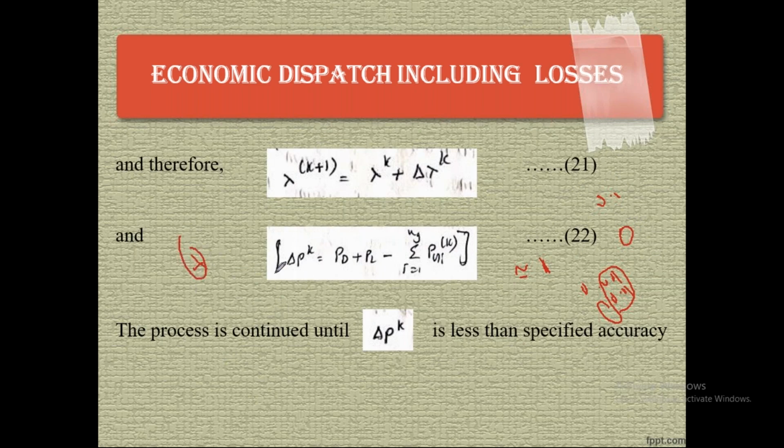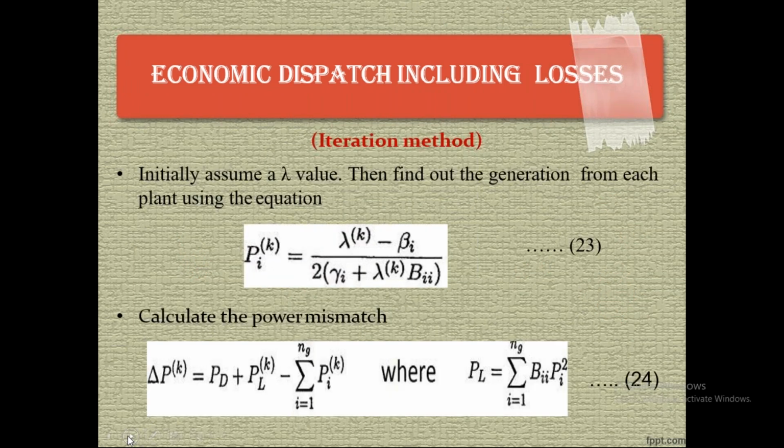Now, this is the way we can find delta Pk for different iterations. If it is iteration 1, you have to use the values for iteration 1, PG1 plus PG2 plus PG3, what we found in iteration 1. If it is iteration 2, we have to use the values with respect to iteration 2. So are you clear about the update value of lambda?